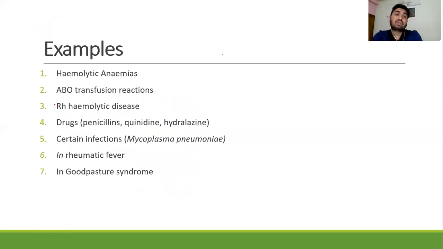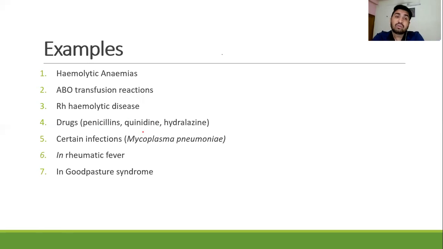Now, going further, what are the examples of type 2 hypersensitivity? First one, hemolytic anemia. I have told how hemolytic anemia can develop. Now, ABO transfusion reaction the same way. Rh incompatibility comes in hemolytic disease. Now, drugs like penicillin, quinidine, and hydralazine. Remember how penicillin can cause type 2 hypersensitivity. The metabolites of penicillin can attach to the red blood cell membrane and it will cause lysis of the RBC.